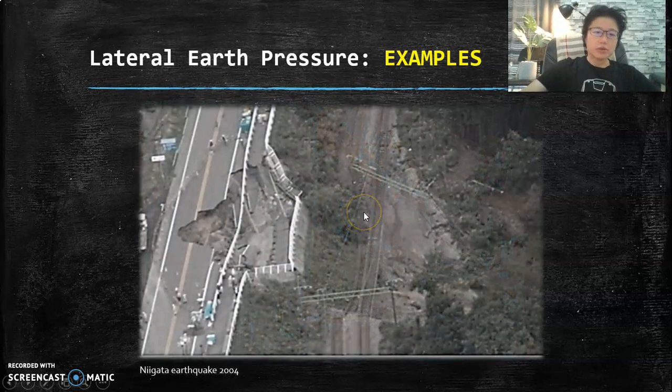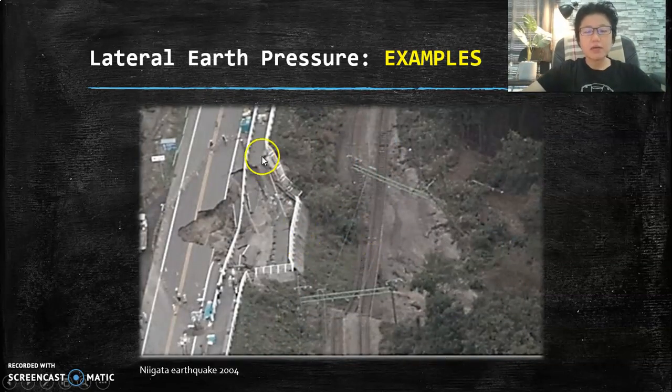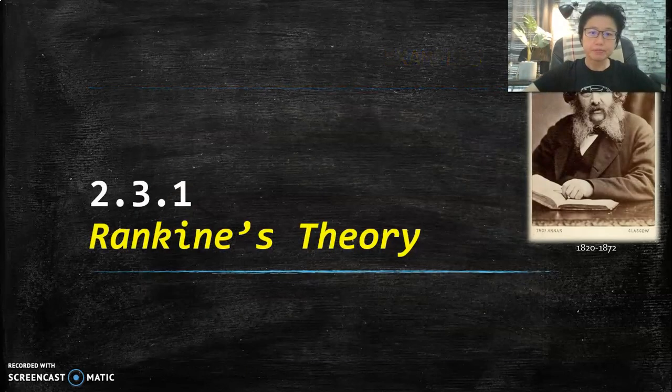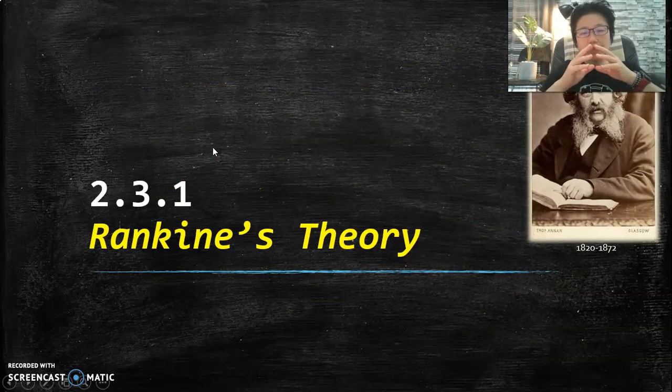Another example, this was the Niigata earthquake 2004, a highway embankment slipping away because of the retaining wall giving way. Yeah, right, this could be partially considered as a slope failure as well. Right? Okay, when we talk about lateral earth pressure analysis, we can't run away from two big names here. One is Rankine and the other is Coulomb. Let's go through what Rankine tells us first.